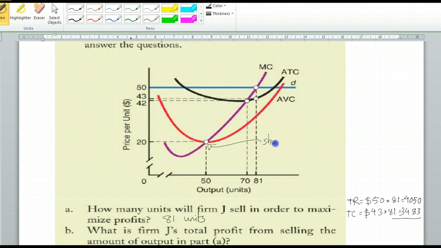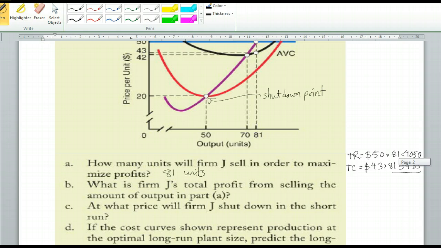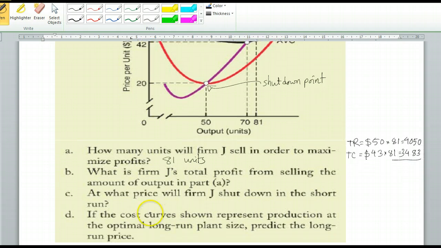That was called our shutdown point, and shutdown point is showing a price of $20, so that means $20 is the firm shutdown point basically. So $20 or less, any price which is equal to 20 or less, this firm will just shut down.